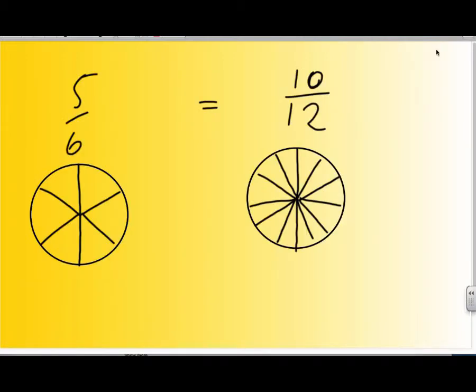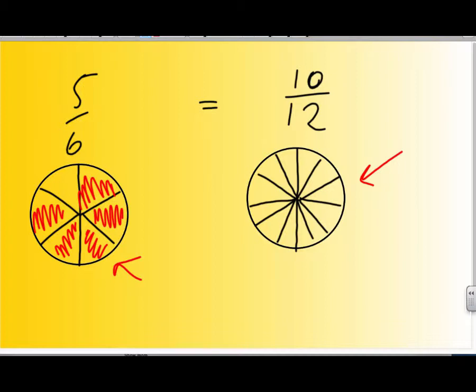Okay, let's have a look at this. 5/6 equals 10/12. Well, does it? Look, I've got this pie over here and that's divided into sixths. I've got this pie over here and it's divided into twelfths. Let's see, I'm just going to eat 5/6 of that. 1/6, 2/6, 3/6, 4/6, 5/6.